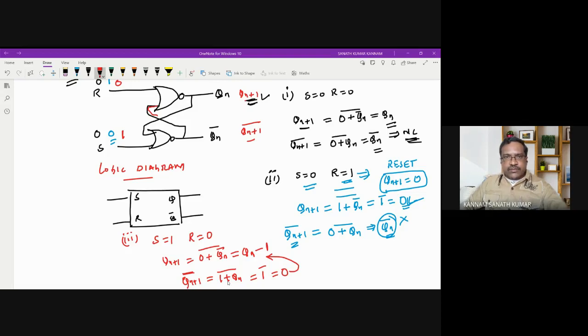So that means you got Qn plus 1 as 0. Okay. So that means Qn plus 1 bar as 0. So by taking this as reference, what is Qn plus 1? You can take as 1. So that means when S equal to 1 and R equal to 0, so what you are getting? So this is equal to set state. Set state. Is it okay? Students, is it okay?